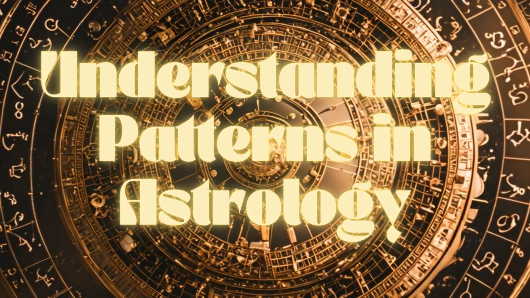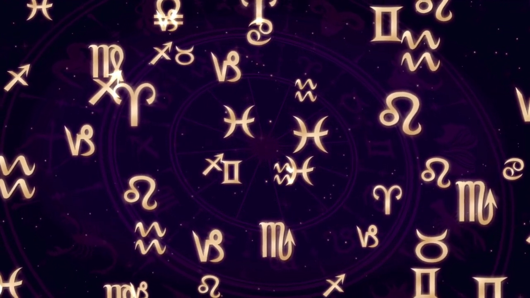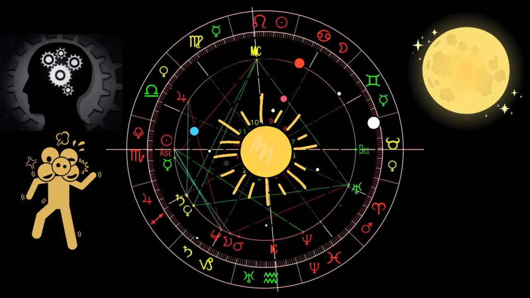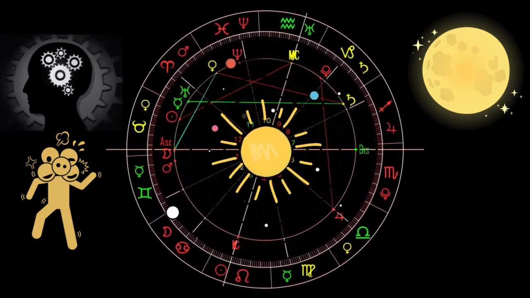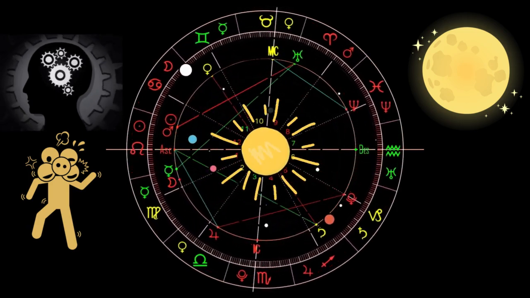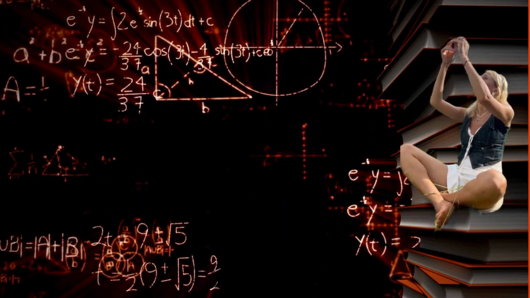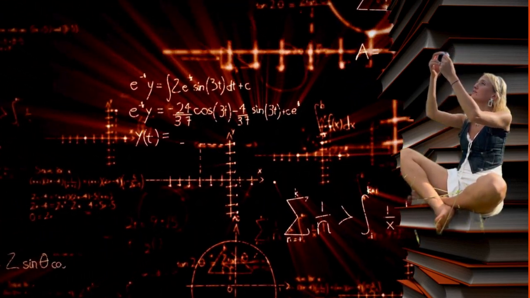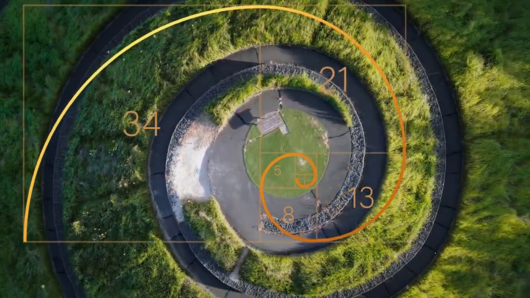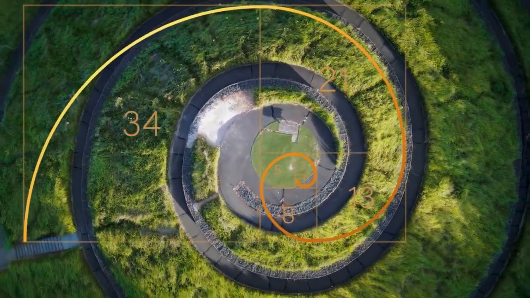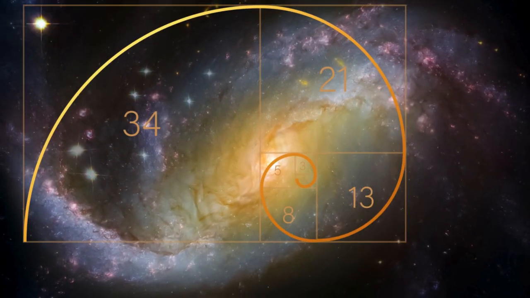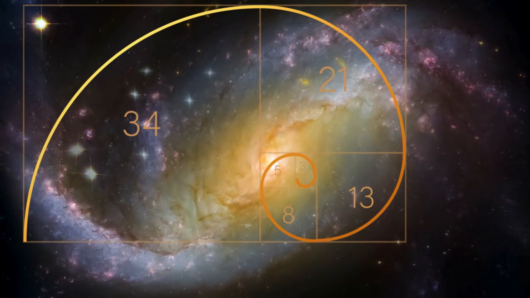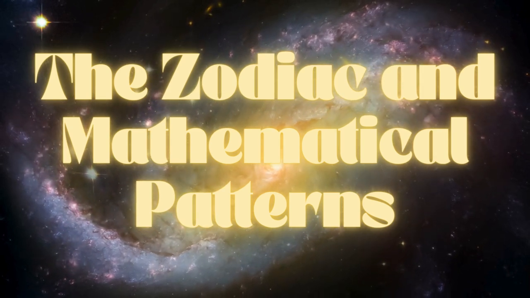Understanding patterns in astrology. At its core, astrology is all about patterns. It involves observing the positions of the planets, the sun, and the moon at the time of a person's birth and using these positions to make predictions about their personality, behavior, and future. In mathematics, patterns are sequences or arrangements that follow a specific rule or formula. For example, the Fibonacci sequence 0, 1, 1, 2, 3, 5, 8, 13 is a pattern where each number is the sum of the two preceding ones. Similarly, astrology looks for patterns in the way celestial bodies move and align, and it associates these patterns with human traits and events.